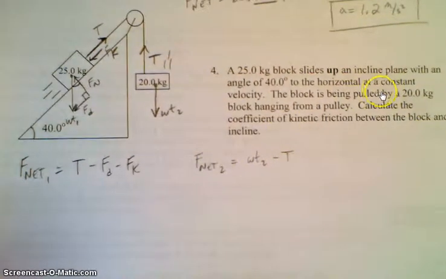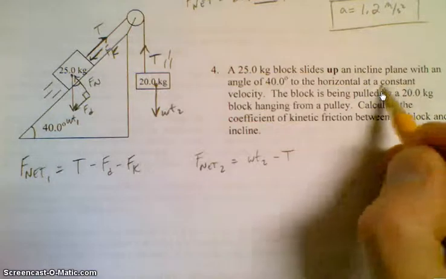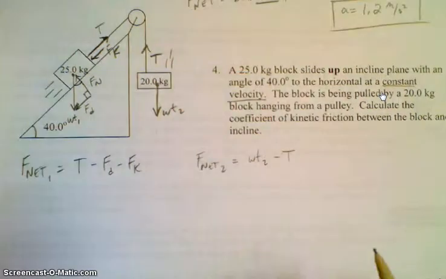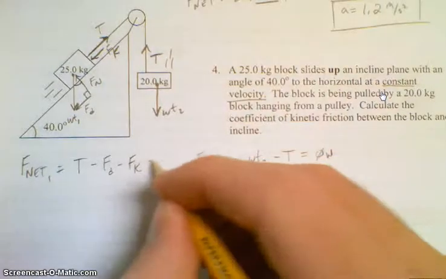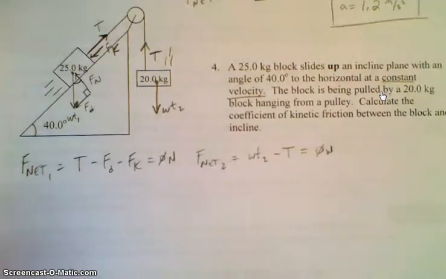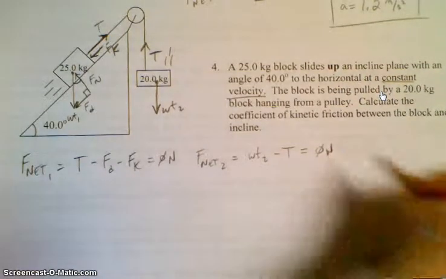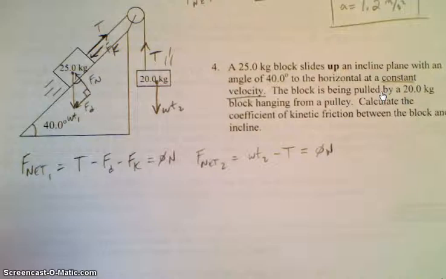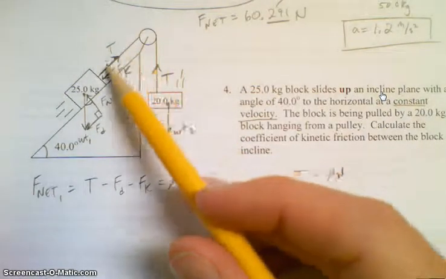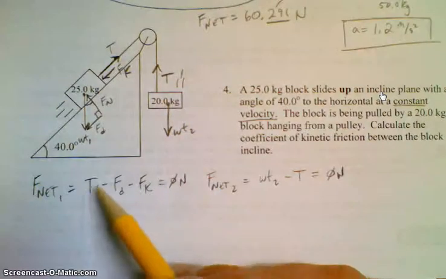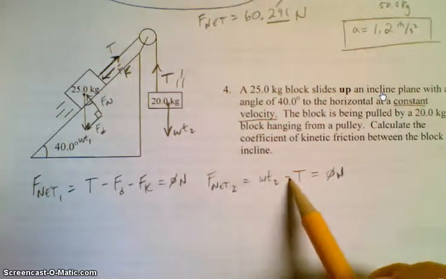And what does it say about the block? It says that it's moving at a constant velocity. That's critical. Because it's moving at a constant velocity, we know the net force to then be equal to 0, 0 newtons in both cases. And we also know something about it. The tension in the rope is the tension in the rope. So T in this equation is equal to T in this equation.